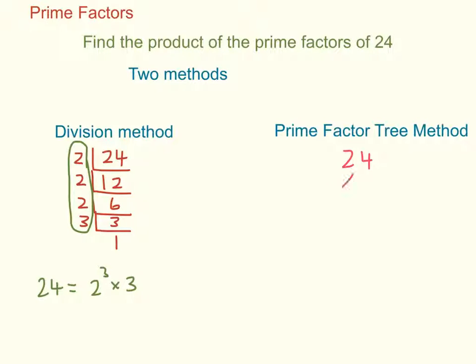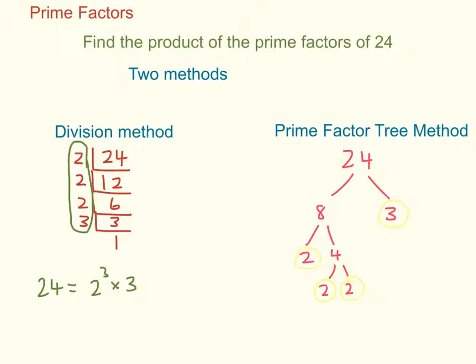So the prime factor tree method is very similar. You just pick any two numbers that multiply together to get you 24. So a factor pair can be 8 and 3. So 3 is a prime number, so we just circle that for now. 8's not a prime number, so we just carry on. So 8 can be split into 2 times 4. 2 is a prime number, so we'll circle that. Carry on with the 4. That is 2 times 2.